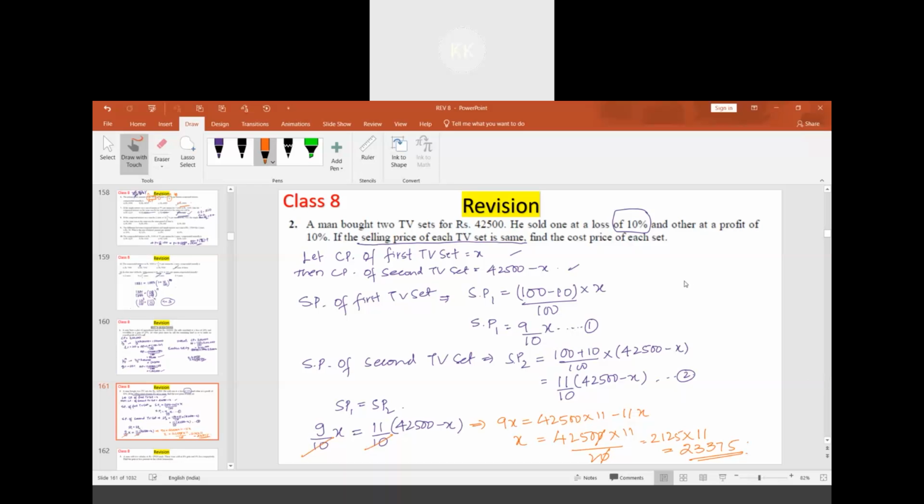They have asked us to find the cost price of each. So the CP of the first TV set is 23,375. For the second TV set, 42,500 minus 23,375. Subtracting it, this will be 19,125. So 19,125 is one of the cost prices, and the other cost price is 23,375.